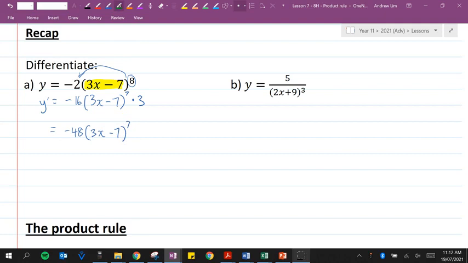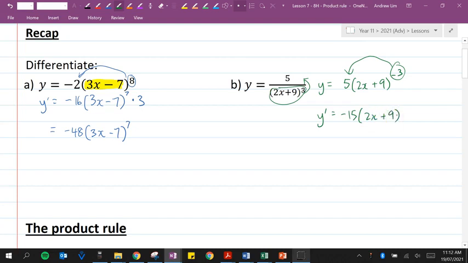Okay, question B. I'm going to rewrite the question as y is equal to 5 lots of 2x plus 9 to the power of -3. So when we want to differentiate this, we have y dash is equal to, going to multiply the power down. 5 times -3 is -15. I'm going to write down exactly what's inside the brackets. And I'm going to reduce the power by 1. Now -3 minus 1 is -4, so just be careful with that.